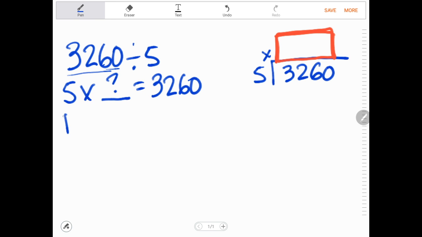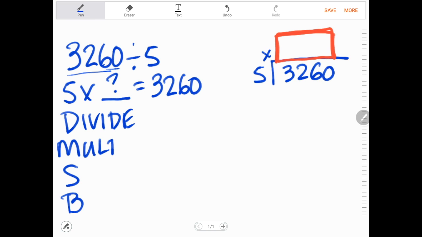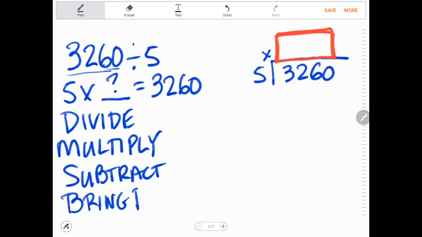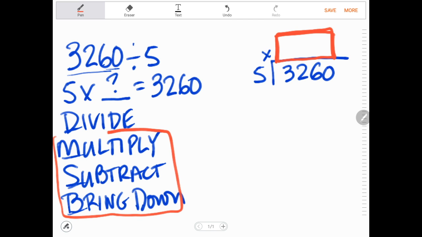So we can use our mnemonic device. A lot of you remember Dad, Mother, Sister, Brother, or you have another way to remember it your teachers told you. But the D stands for to divide, the M to multiply, the S to subtract, and the B to bring down. That's our last step. Dad, Mother, Sister, Brother, or divide, multiply, subtract, bring down.